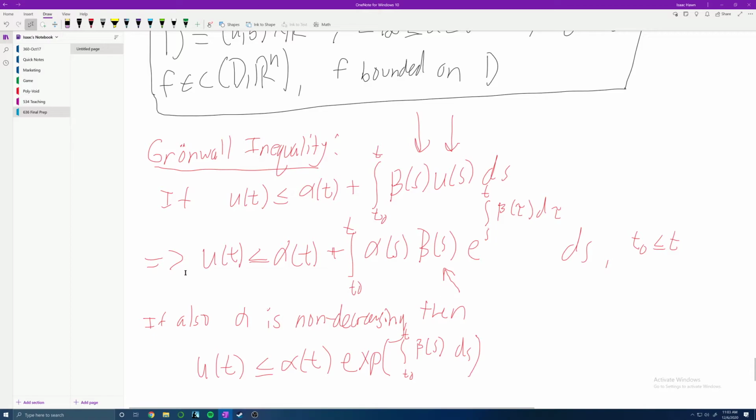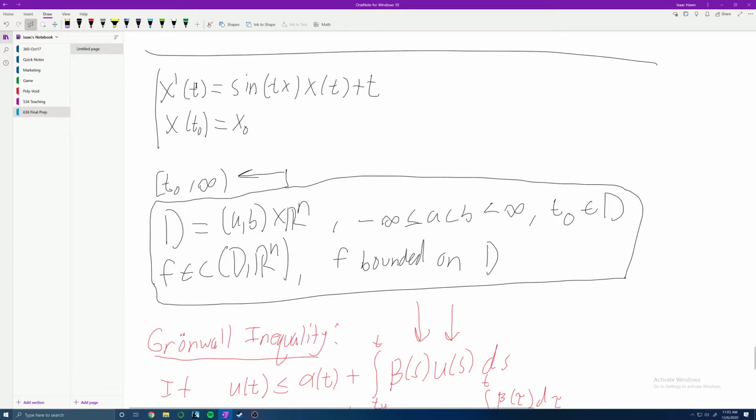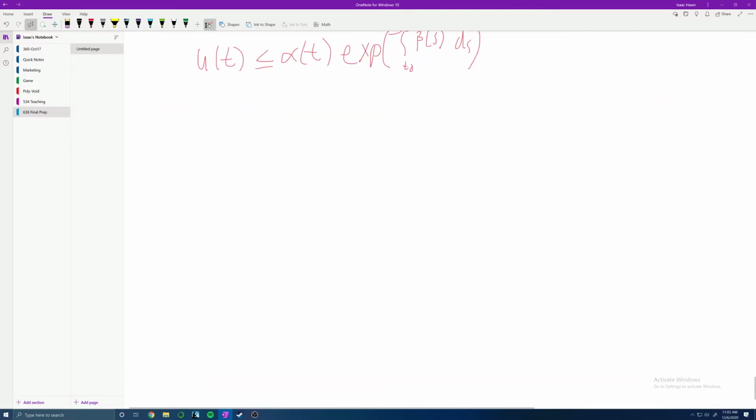We're going to use that. All right, so let's do that for this IVP right here, this initial value problem. I'm going to rewrite it so that we can see what's going on here. So we have that x prime of t equals sine of t x, x of t plus t, x of t naught equals x naught. Don't know what the initial condition is, right?